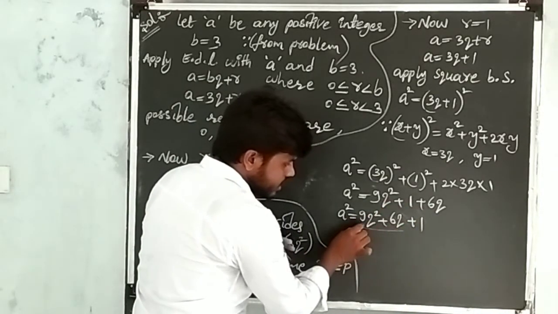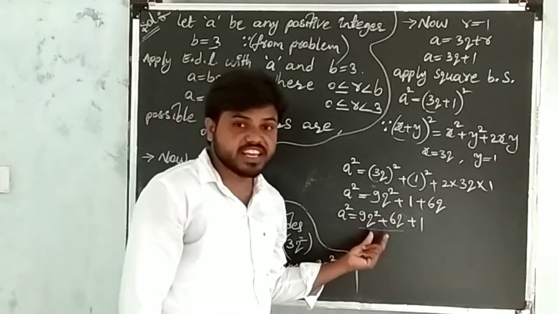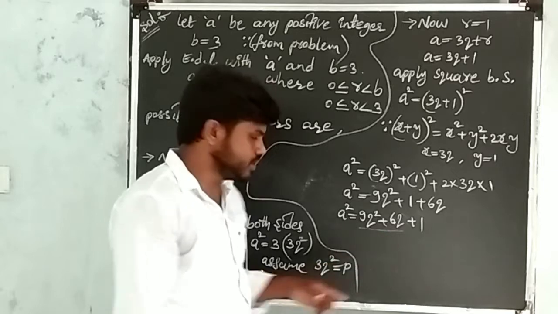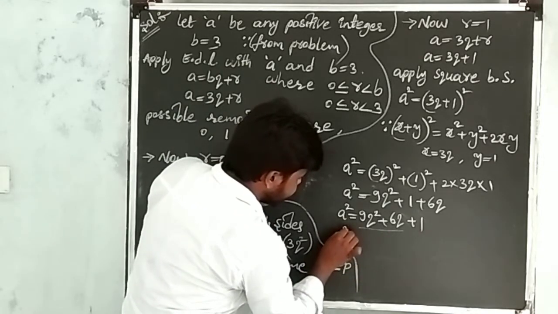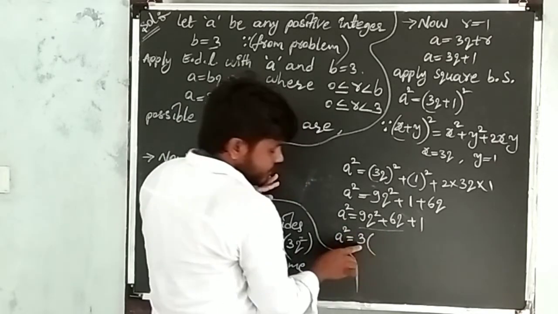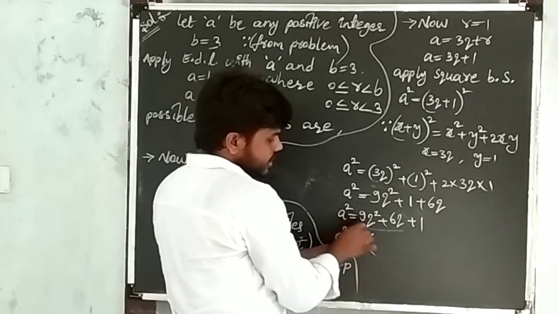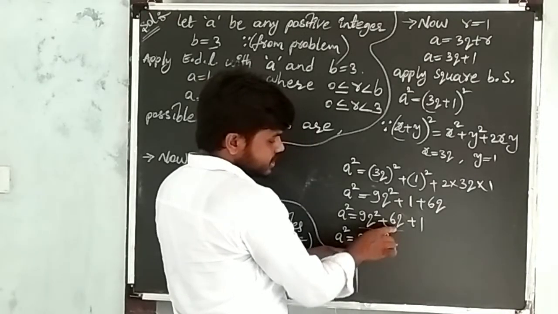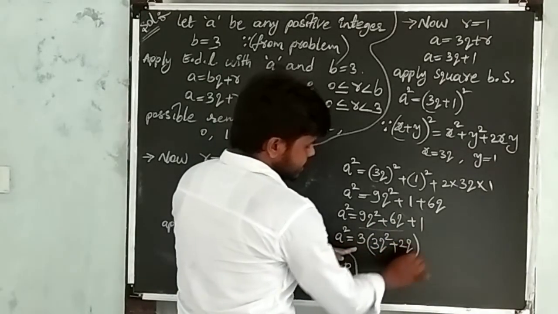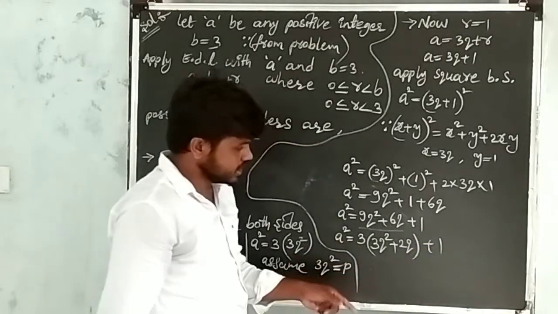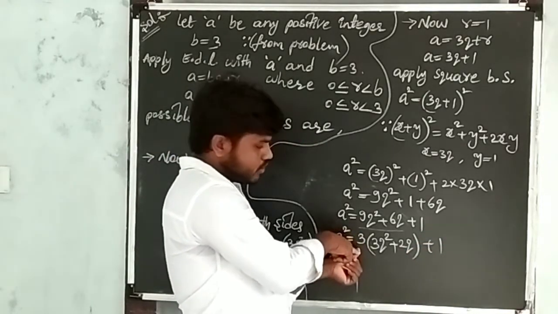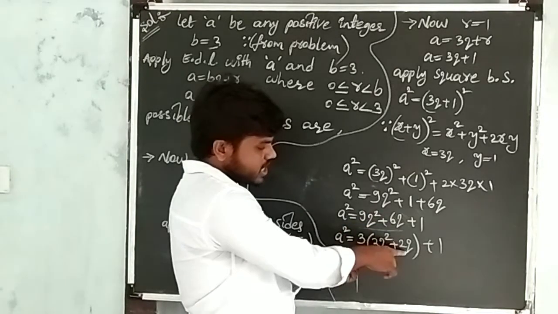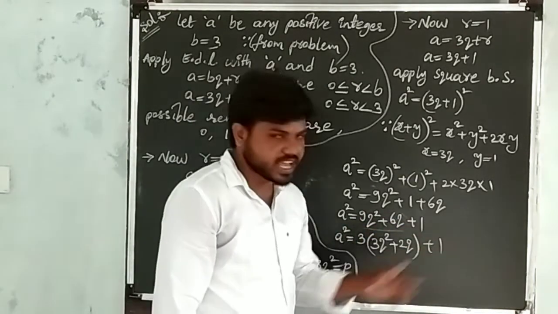From this 9q square plus 6q, take 3 common. I am taking 3 common. A square equal to 3. When you take 3 outside, what is left here? In 9q square, 3q square is left, plus in 6q, 2q is left, plus 1 as it is.